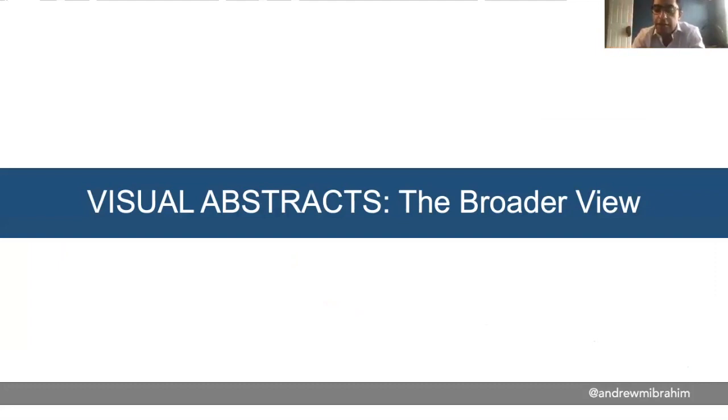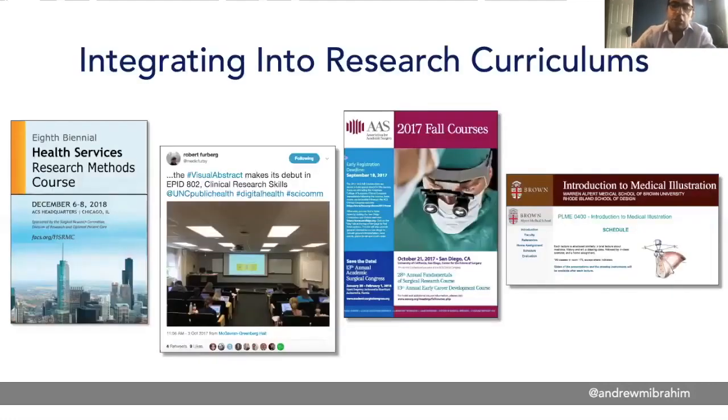And what I want to do in the last couple minutes is give you the broader view of a visual abstract, to think about it not just in the setting of a research paper, but as a way to improve healthcare delivery in a much broader sense. It has certainly gotten traction and is being integrated formally into research curriculums. The American College of Surgeons, in their health services research course, taught the visual abstract as a dissemination strategy for researchers. At UNC, they teach it in their graduate epidemiology courses.